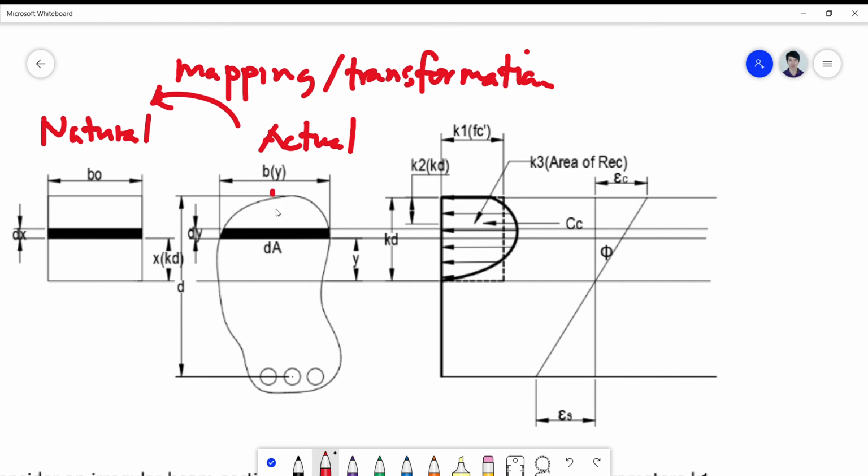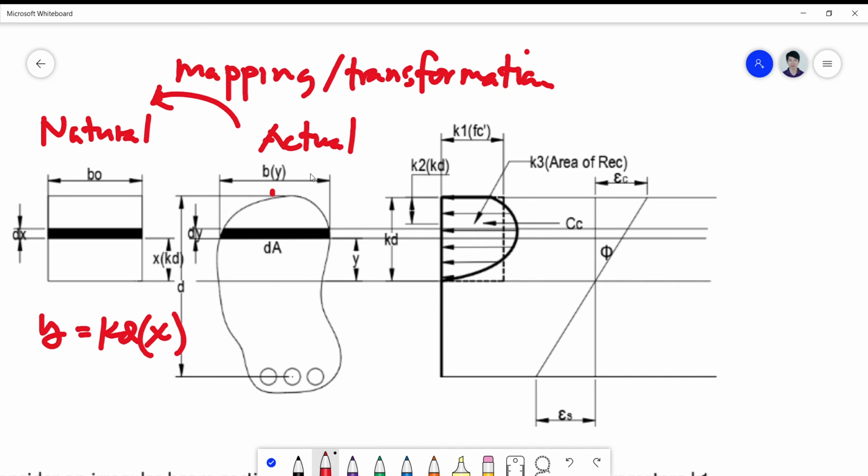We are transforming y to x. Y is transformed to x. So what's the equation? Y is equal to kd x. So this is your transformation equation. It's not yet a matrix since we only have a single variable. So it simply means that from a y coordinate, I get an x coordinate.